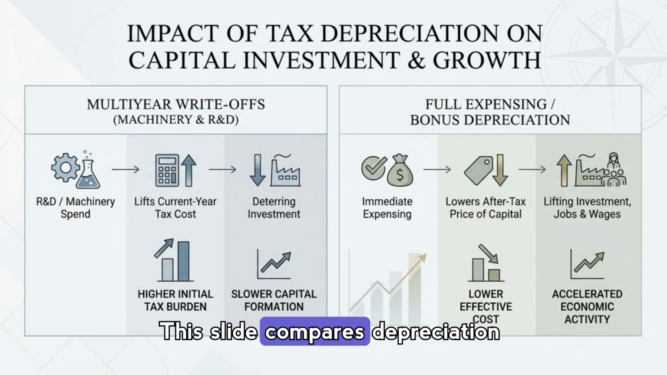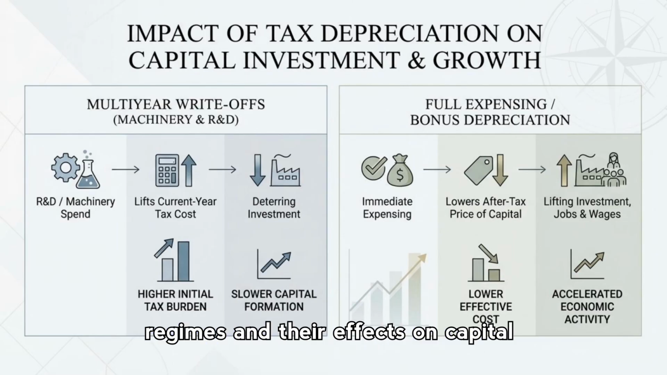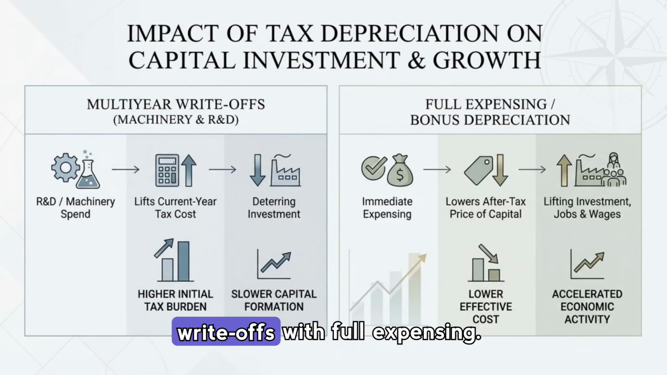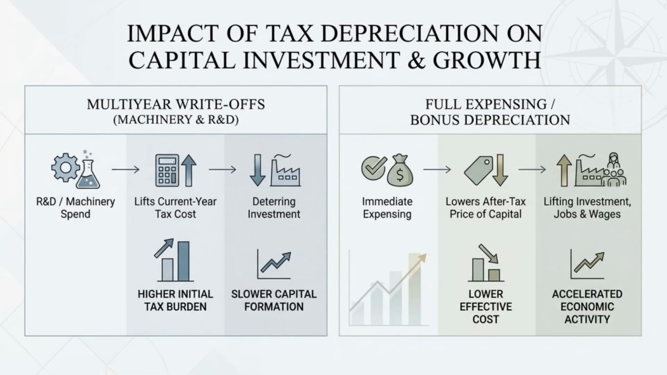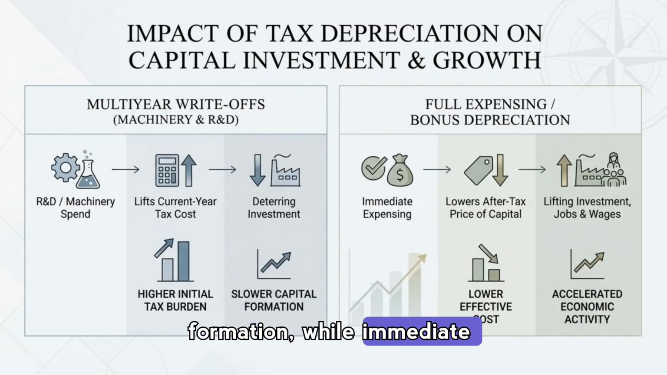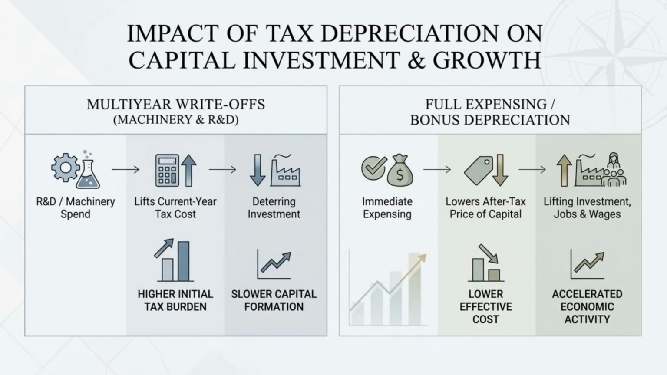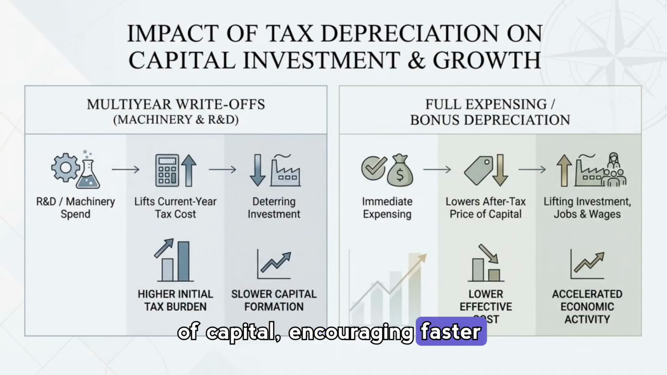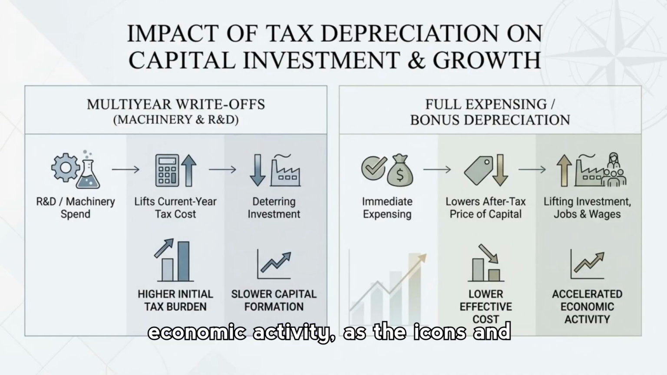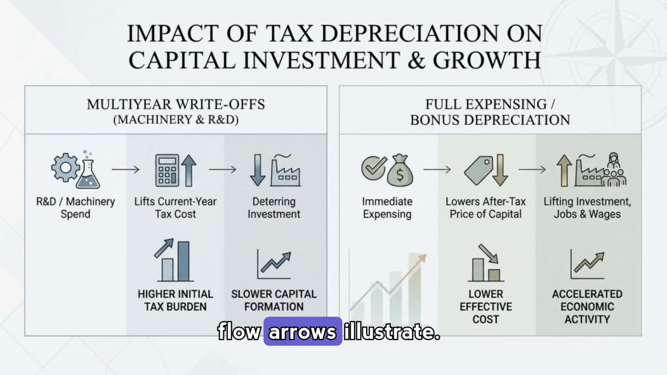This slide compares depreciation regimes and their effects on capital investment, contrasting multi-year write-offs with full expensing. Multi-year write-offs lift current year tax burdens and can slow capital formation, while immediate expensing lowers the after-tax price of capital, encouraging faster investment, more jobs, and greater economic activity, as the icons and flow arrows illustrate.